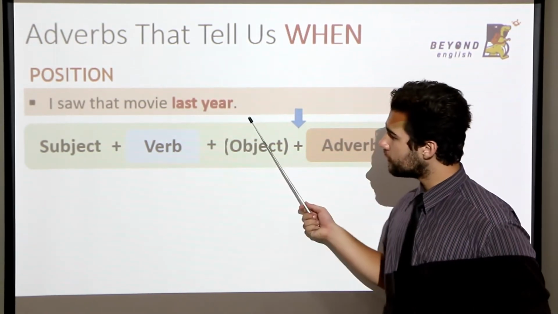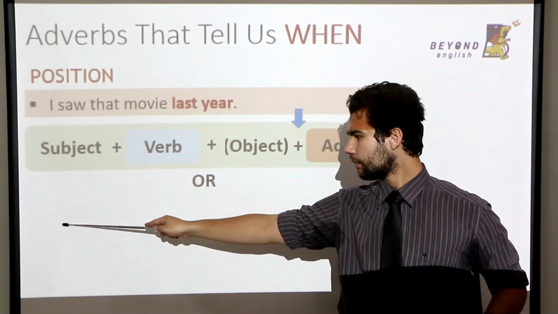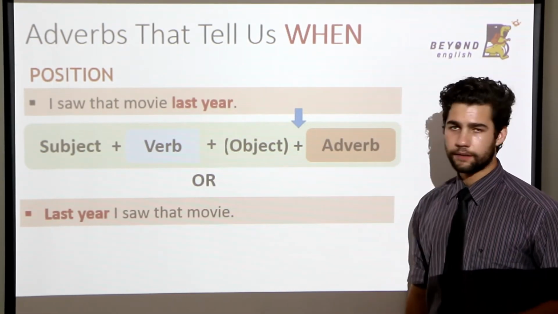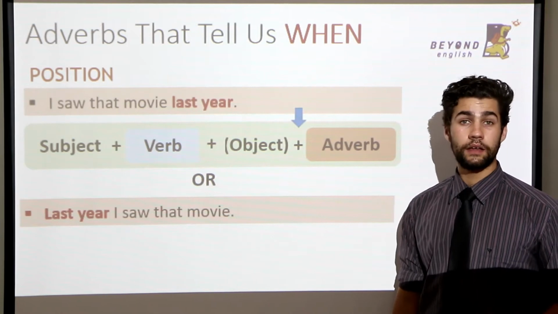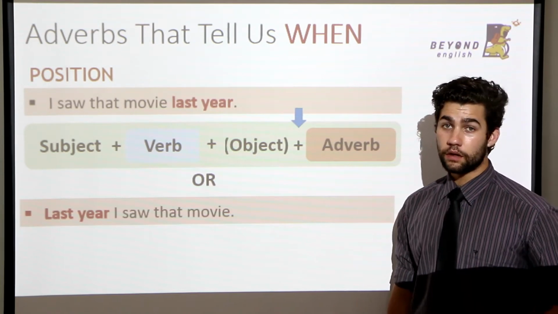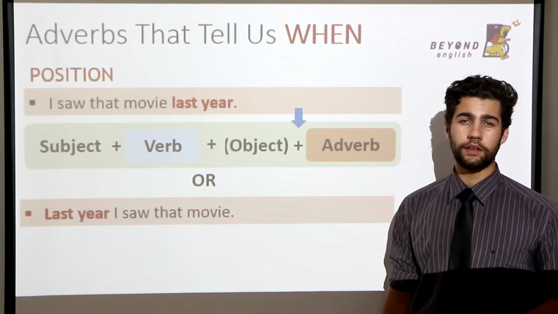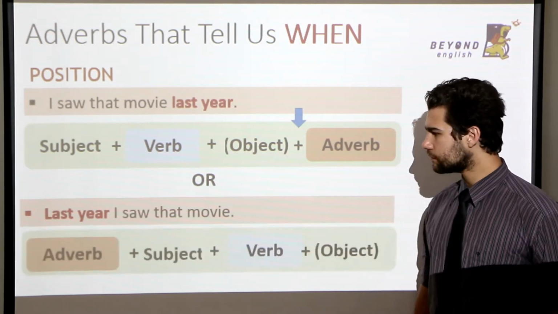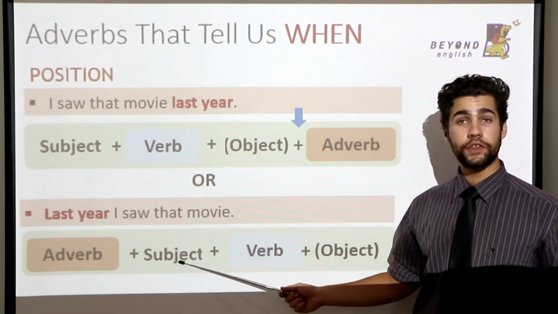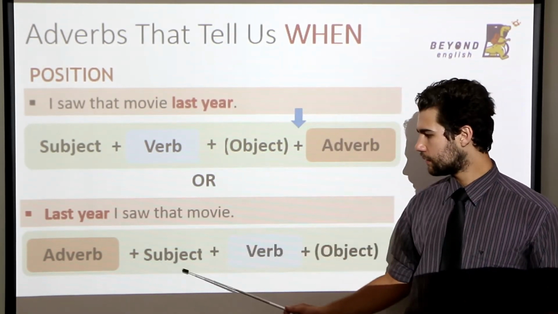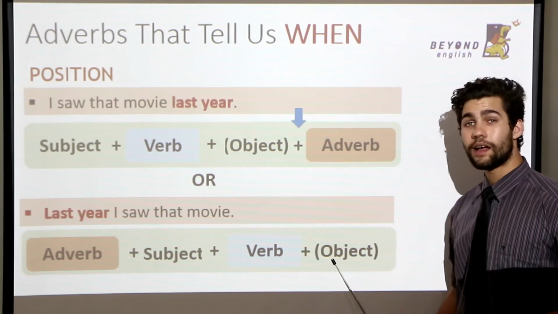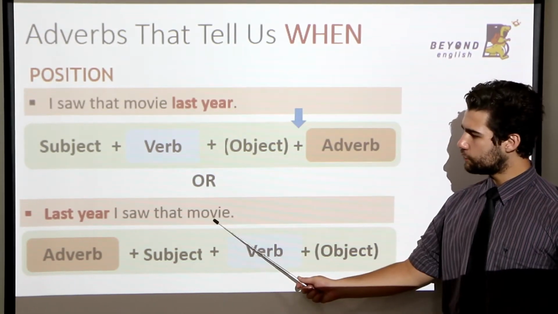Okay, but we can also change the position. So we can move it to the front. And then we get, last year, I saw that movie. Say it with me. Last year, I saw that movie. The structure for this sentence looks almost the same. We get an adverb plus our subject, I, plus a verb, saw, and our object, that movie.